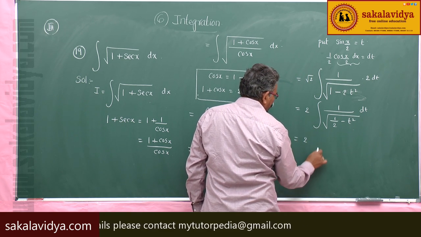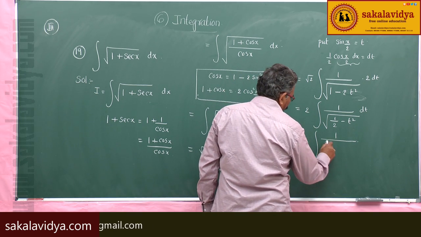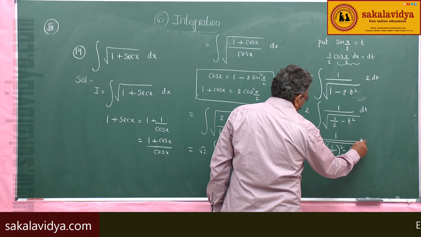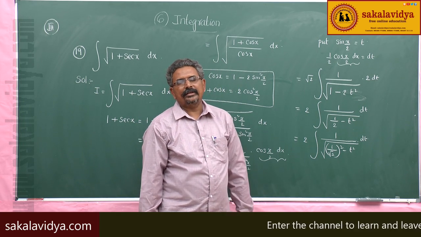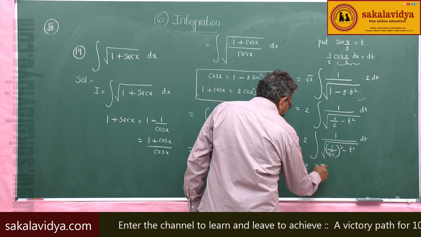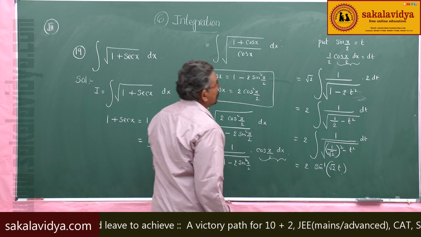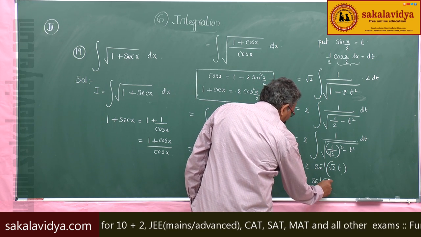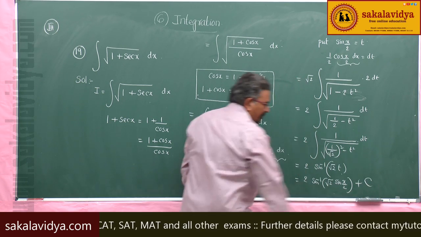This is 2 times integral 1 by root of (1 by root 2) square minus t square dt. 1 by root of a square minus x square dx is sin inverse x by a. So 2 sin inverse t by 1 by root 2, that is root 2 t. What does t stand for? Sin x by 2. So 2 times sin inverse of root 2 sin of x by 2 plus constant of integration.